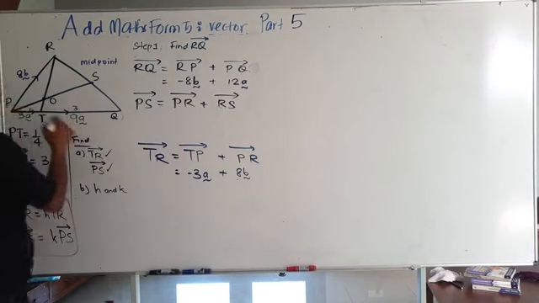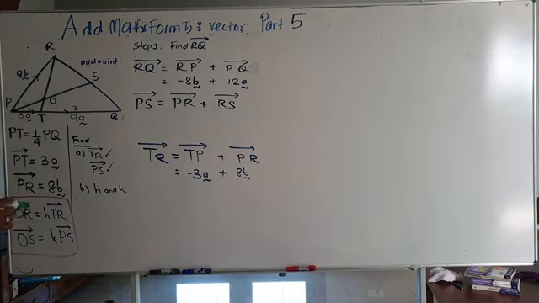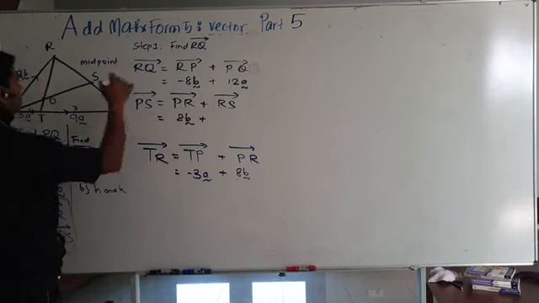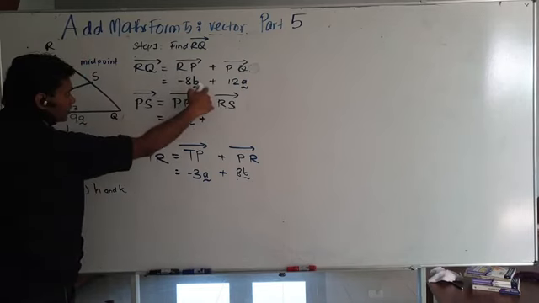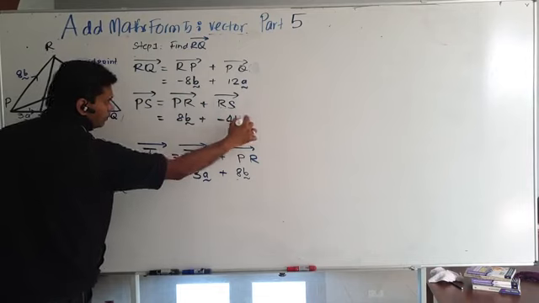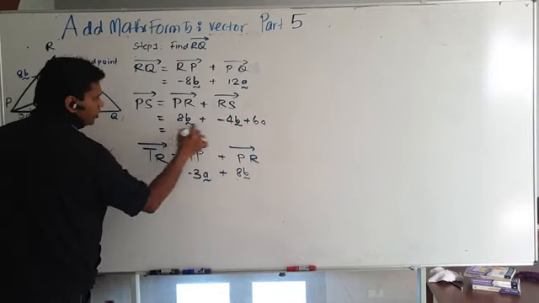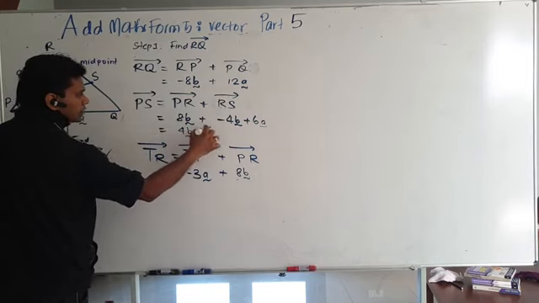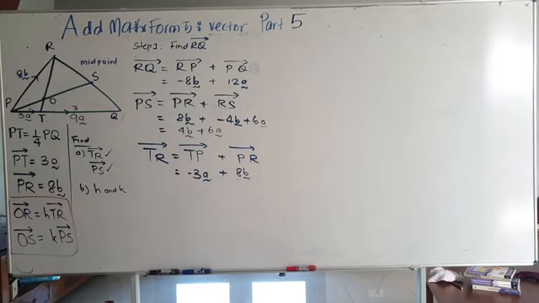So PR plus RS. What is PR? PR is 8B. And what is RS? RS is half of this. So half of this means negative 4B plus 6A. So what do you get, please? You're going to get 4B plus 6A. So that is now PS. Make sure you're clear. Are you clear about this? You okay? All right, good. So that is now PS.